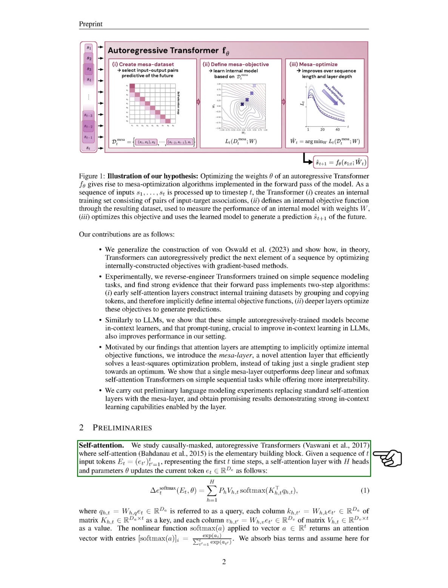We also study causally masked, autoregressive transformers where self-attention is the fundamental building block. Given a sequence of T input tokens, a self-attention layer with H heads and parameters theta updates the current token as follows. It calculates a query for each head, and then uses this query to calculate an attention vector. This attention vector is then used to update the current token.